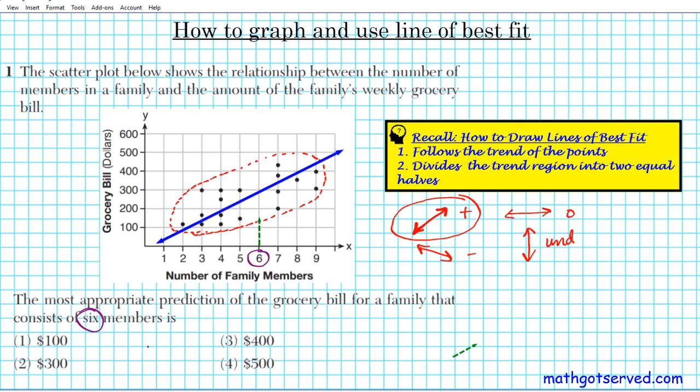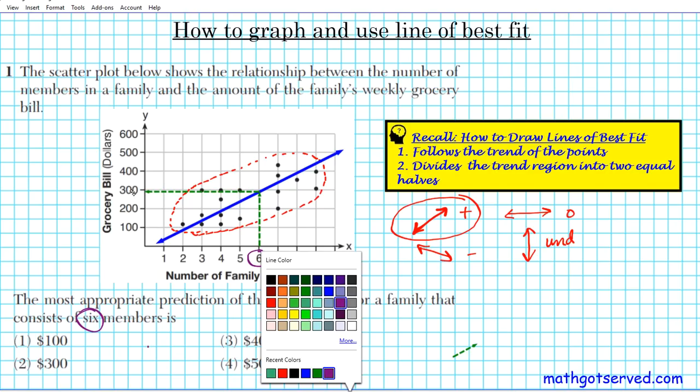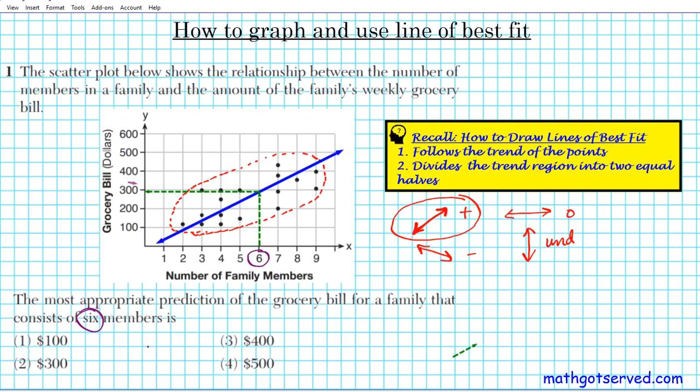Okay, so this is your inputs to the line right here, and then your output is the horizontal line right to your y-axis. Okay, so we can clearly see that the output value is somewhere close to 300. All right, so this is what the output value is. So this tells us that for a family that consists of 6 members, their grocery bill will be around $300. All right, so that's exactly what it's going to be.